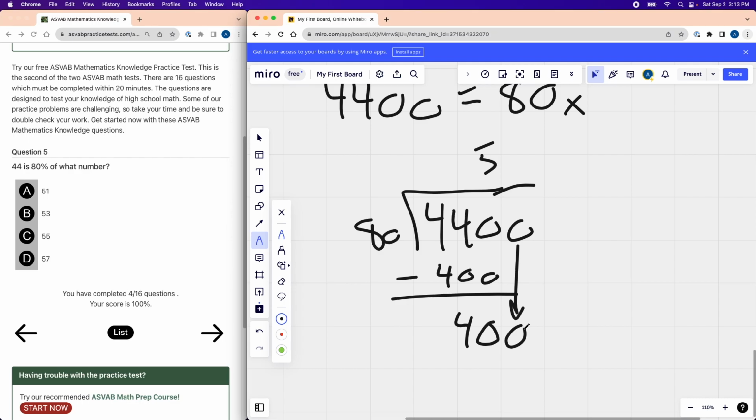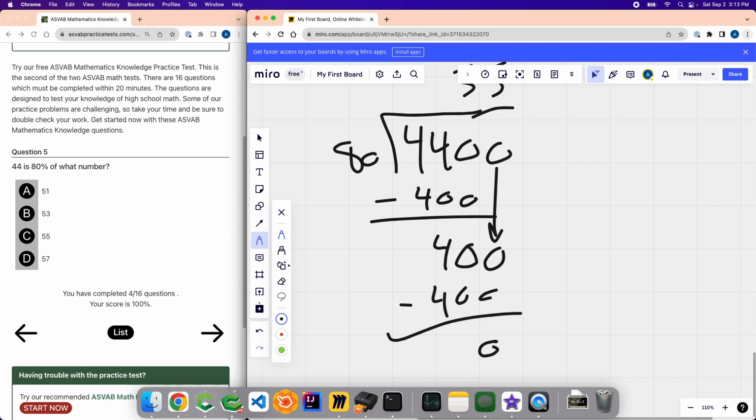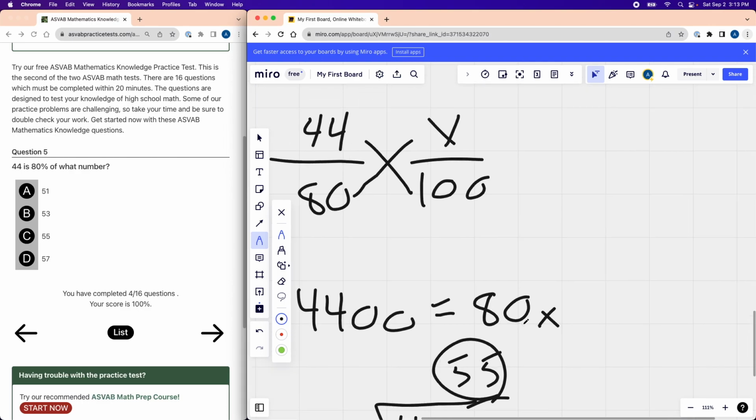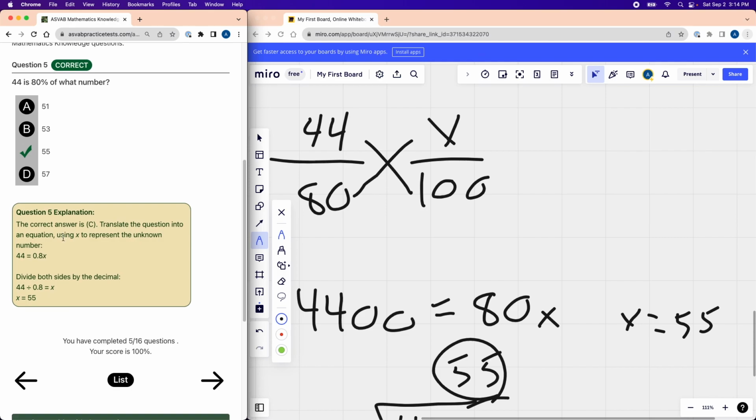And now, can 80 go into 400? Yes, it can. We already figured that out. It can go in exactly 5 times. 5 times 80, again, is 400. We subtract that, and we're left with 0, so we have no remainder. So 80 can go into 4,400 exactly 55 times, which means that x equals 55, and really that just means that this number equals 55. So 44 is 80% of 55. And we see that as a correct answer.